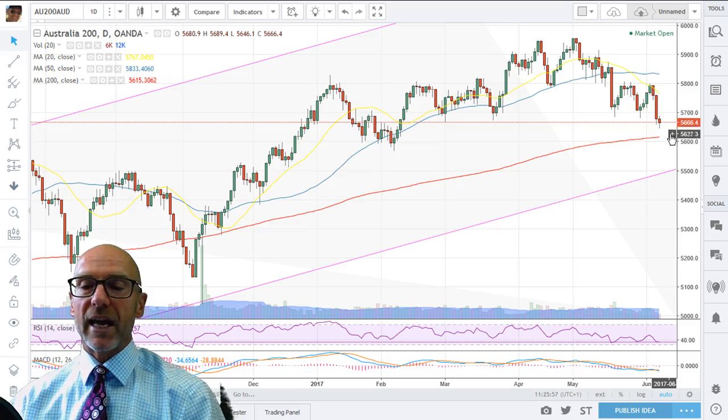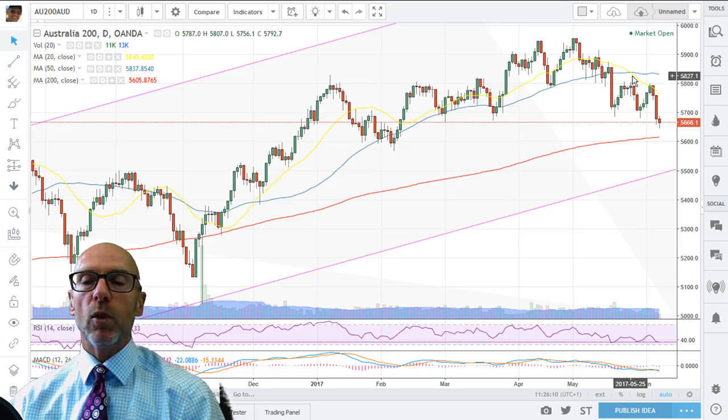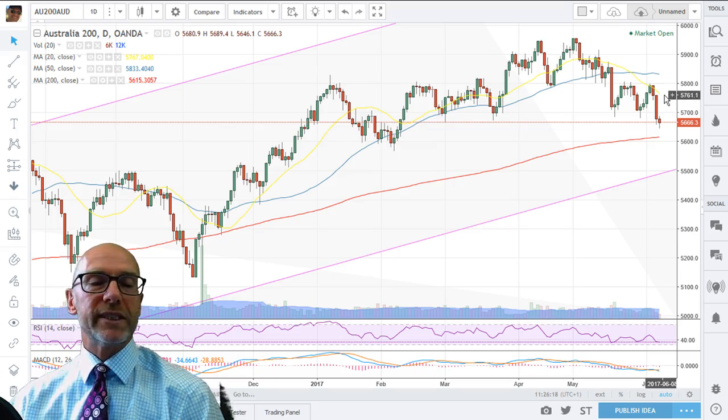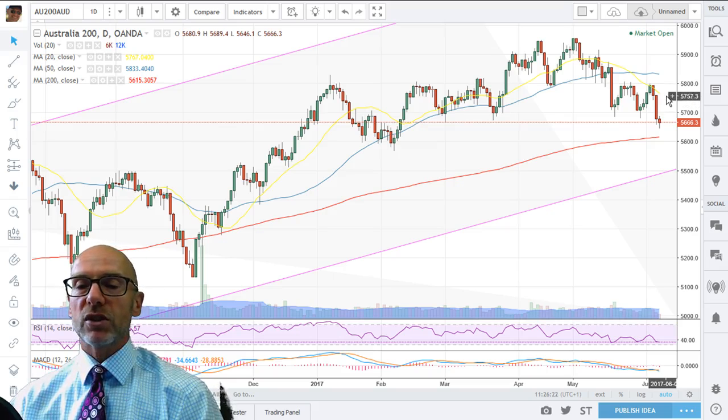So given that, one really could start to look for a short-term bounce. Where will that take us to? Well, we've got the downtrend in the 20-day and the 50-day. We also had the 20-day cross the 50-day when they were both moving down in a bearish formation. So there will be a lot of resistance, and the 20-day is at 5767. If it got anywhere near there, it'd be doing well.